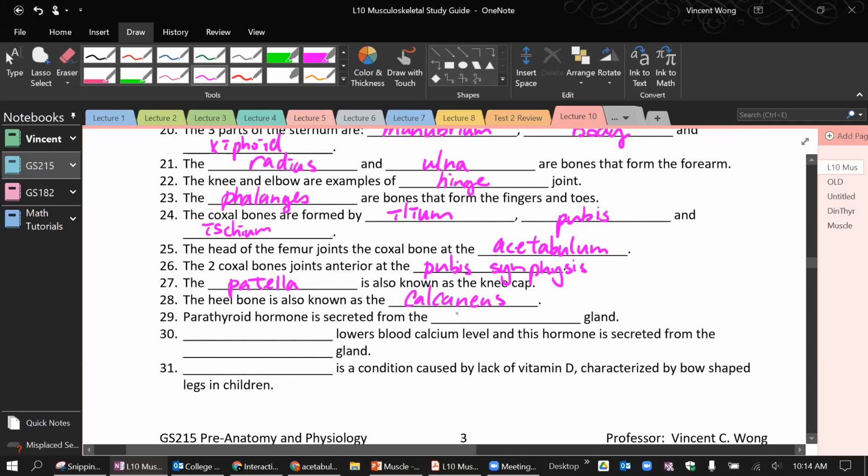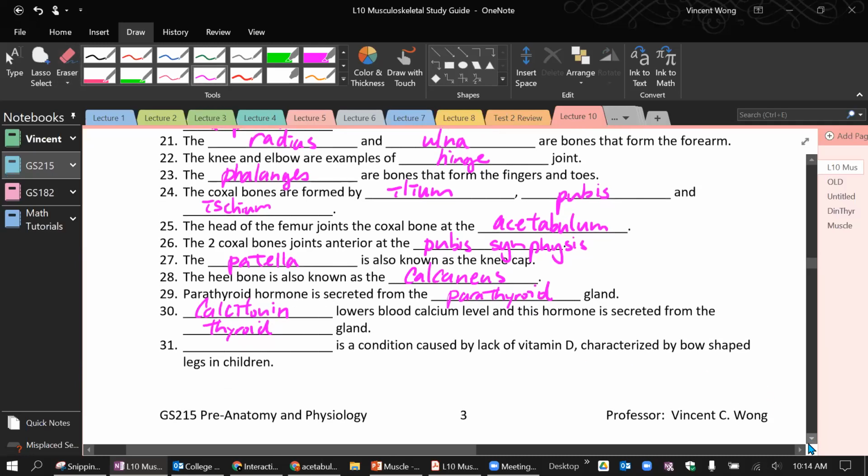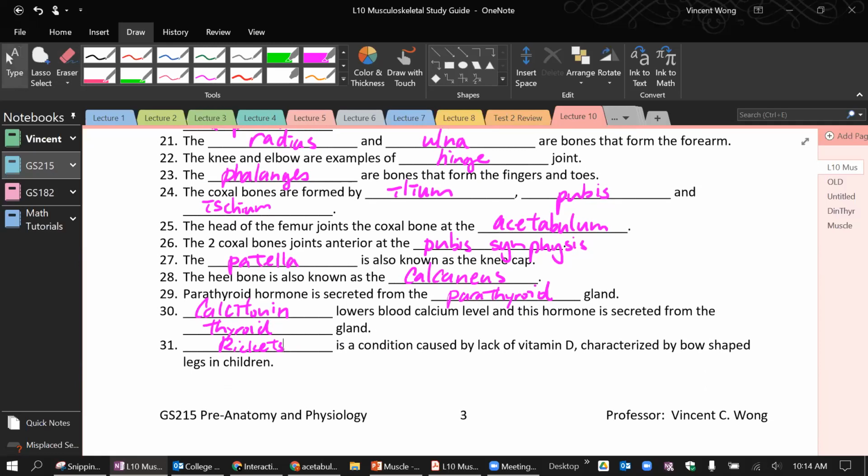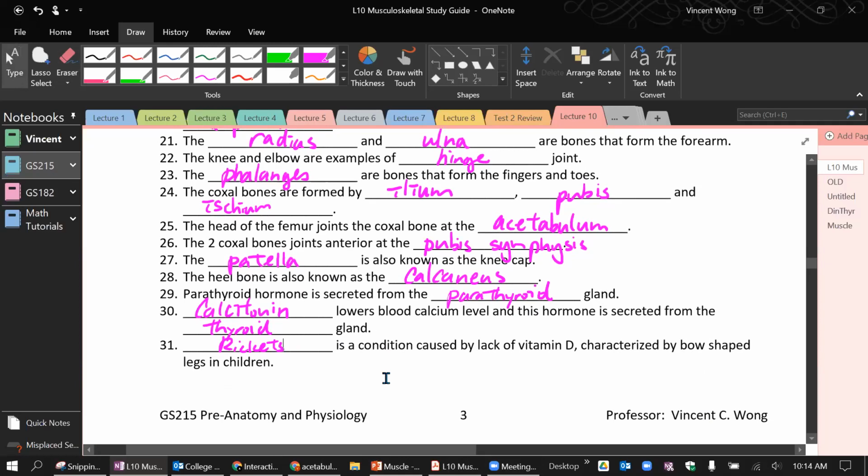Parathyroid hormone is secreted from the parathyroid gland, and that happens when you don't have enough calcium in the blood. The calcitonin lowers blood calcium level, and it's secreted from the thyroid gland. So remember, PTH and calcitonin have opposite effects. Rickets is a condition caused by lack of vitamin D, characterized by bowl-shaped legs in children.